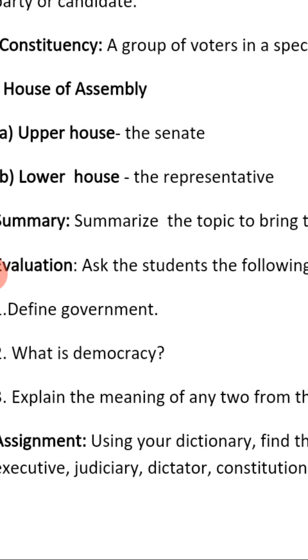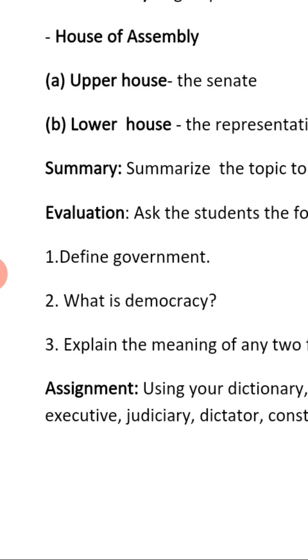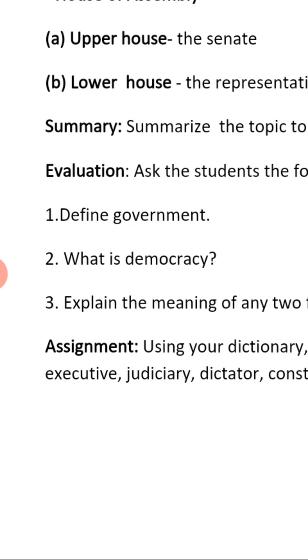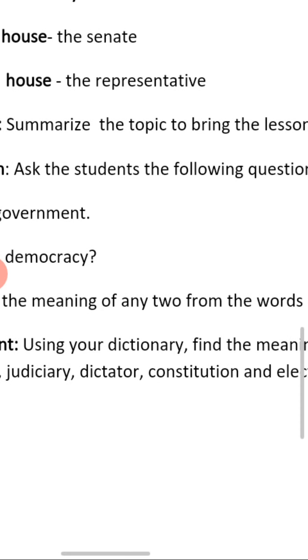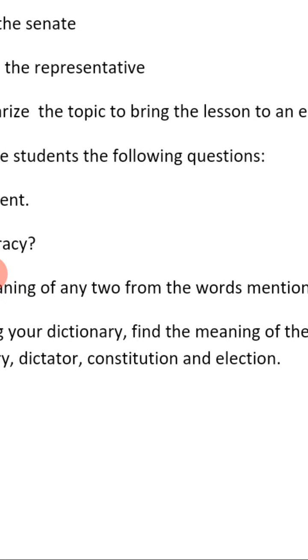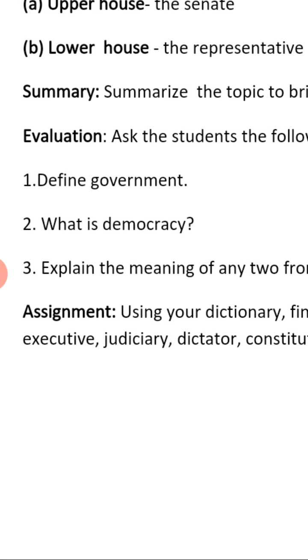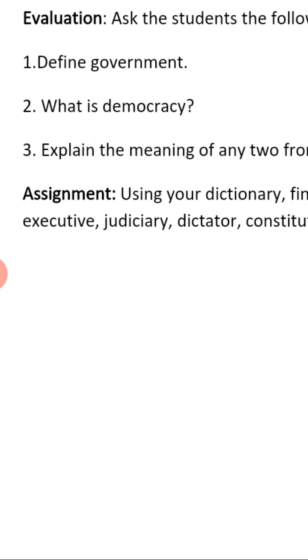Dear students, we have come to the end of this class, and I believe you have gained from what we have said so far. If that is the case, try and answer the following questions. First, define government. Second, what is democracy? Third, explain the meaning of any two from the words we have mentioned above, that is, the words that are associated with government.